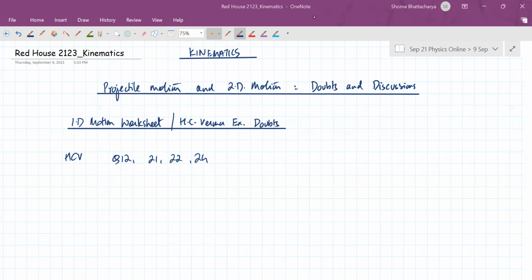In the meantime, if anybody else has doubts in HC Verma or in the 1D motion worksheet, the first worksheet of kinematics that I had sent, please send me a text message with the question numbers. That will be enough. I'll discuss those. Okay. Right. So just going through question number 12. If you have HC Verma, please refer to the book. I'll explain the question in a moment.